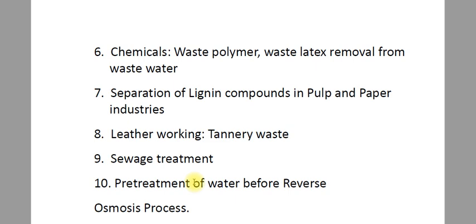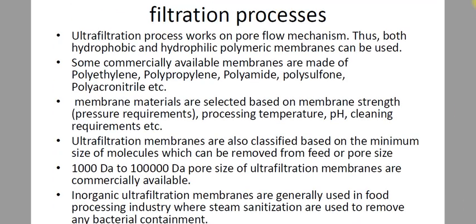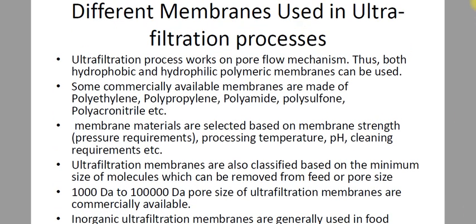Before the reverse osmosis module in our domestic water purification system, you will find a small ultrafiltration module which is used to separate out the different types of microorganisms or bacteria present in the water. Now this is all about the application. Now we will talk about the different membranes used in the ultrafiltration process.